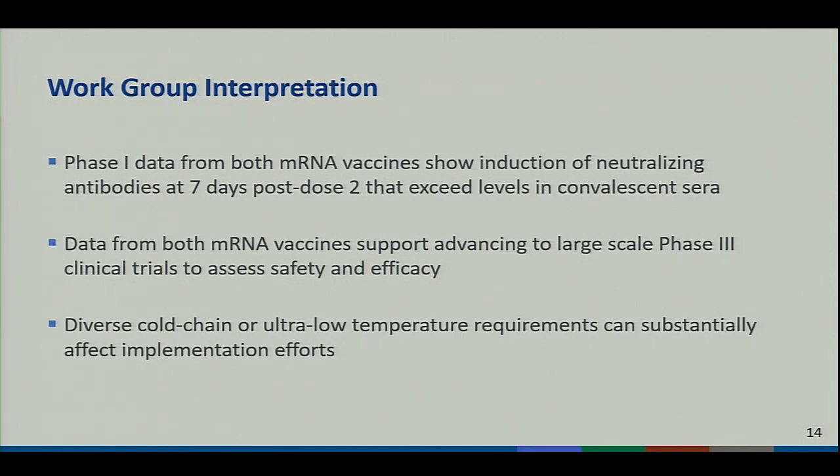So overall, the work group thought the phase 1 data from both mRNA vaccines showed induction of neutralizing antibodies at 7 days post-dose 2 that exceeded levels in convalescent sera. And the data from both mRNA vaccines support advancing to large-scale phase 3 clinical trials to assess safety and efficacy. And the work group felt that the diverse cold chain or ultra-low temperature requirements could substantially affect implementation efforts. Next slide.